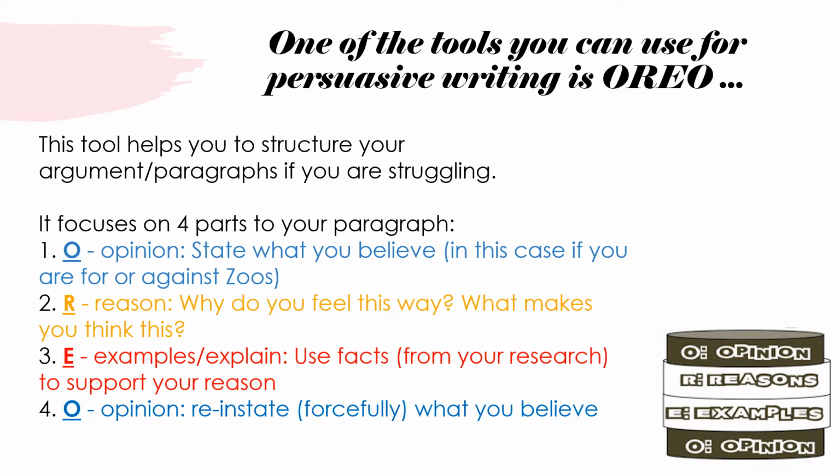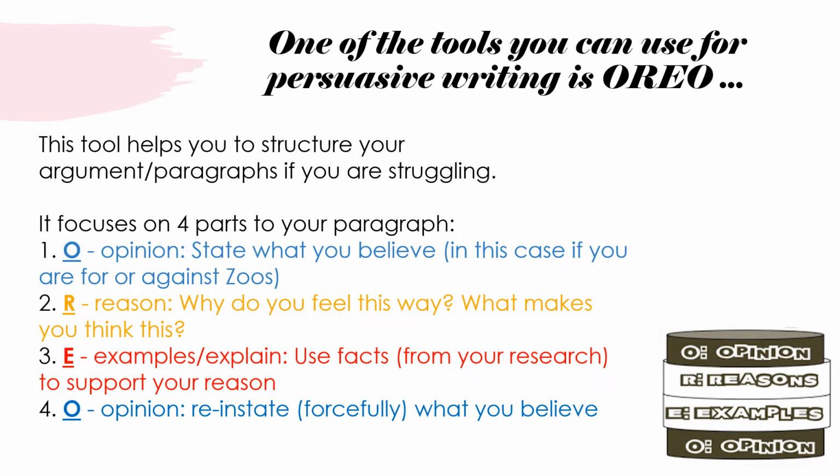One of the tools you can use for persuasive writing is Oreo. Now, I'm not talking about the biscuit, although the biscuit does often help us to remember it. This tool helps you to structure your argument and paragraphs if you're struggling. It focuses on 4 parts to your paragraph.